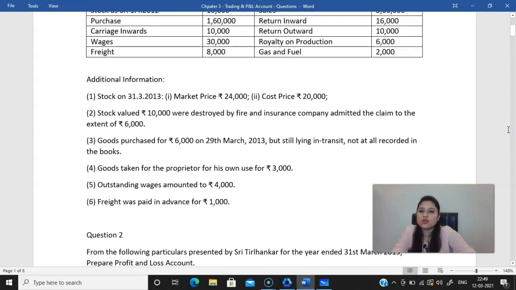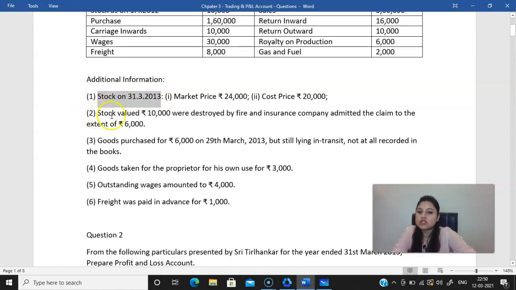that stock as on 31st March 2013. So the closing stock has not been given in the details that we have seen above. Here we have been given the information on closing stock, that the market price is 24,000 and the cost price is 20,000. As we all know, according to the convention principle as well as Accounting Standard 2, we have to value the inventory or the closing stock in the books of account at the lower of cost or NRV.